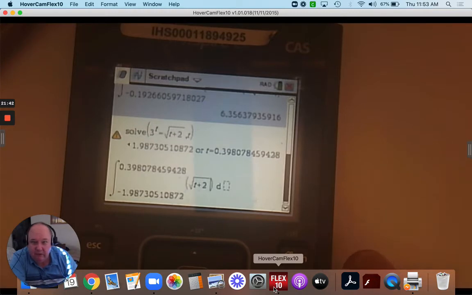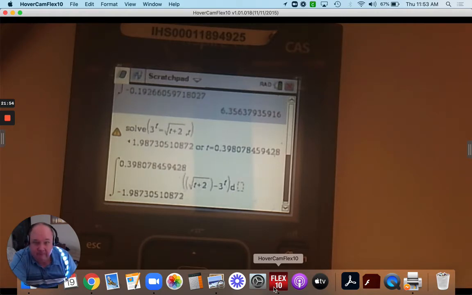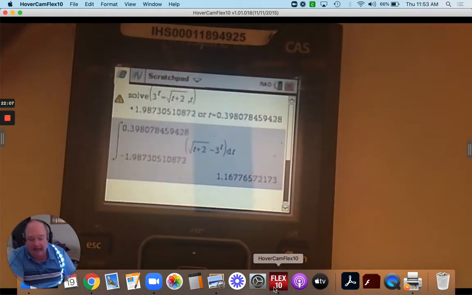And then move the cursor, subtract. Actually, you don't even need parentheses with that one. 3 to the exponent t. See how it does the parentheses for you, and then dt, like you're integrating with respect to t, the variable that you're integrating with. So double check, did I type it in correctly? Control Enter. Now you round to 3 decimals, and I get 1.167.